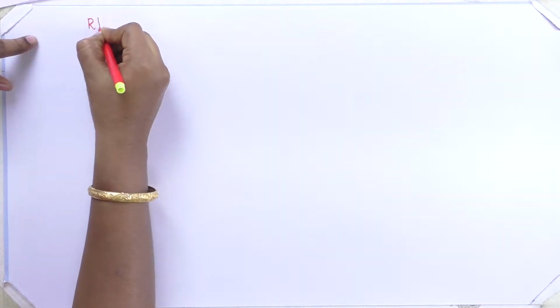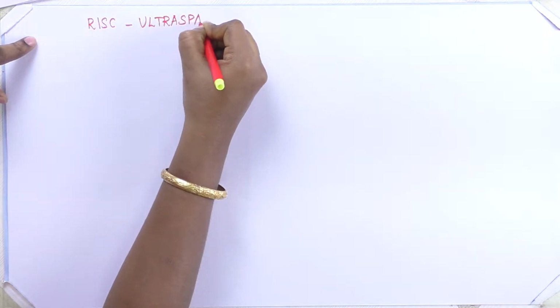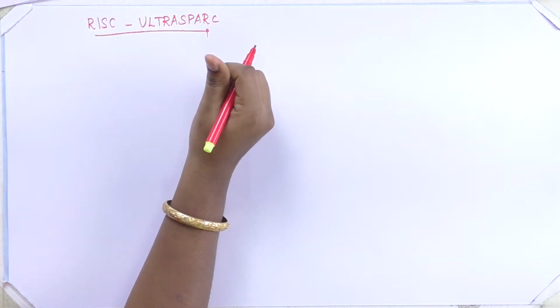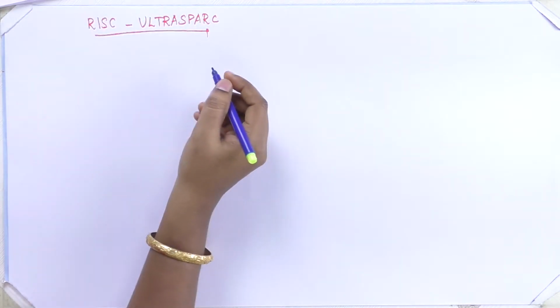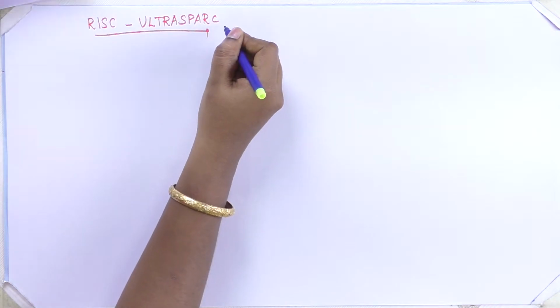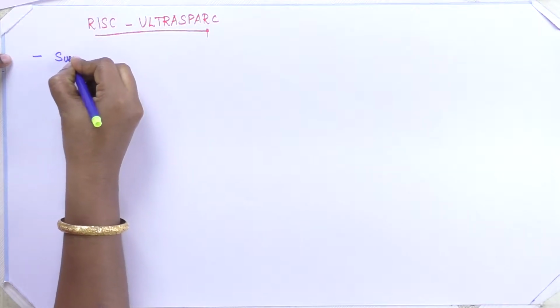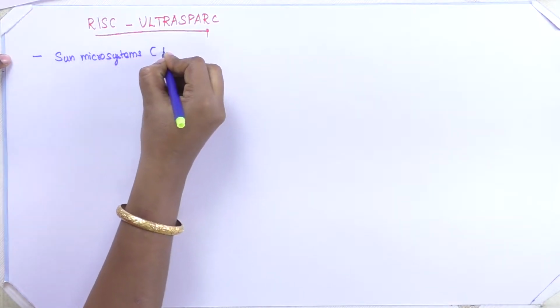So, in today's class, we are going to see about UltraSPARC architecture under RISC. This UltraSPARC architecture was announced by Sun Microsystems in the year 1995.